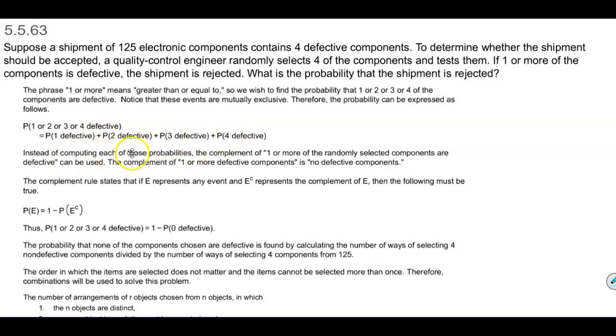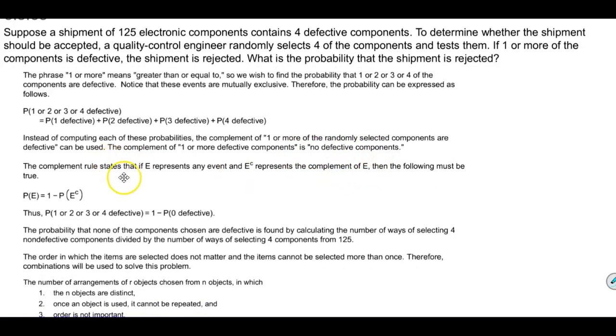Now, instead of computing each of these probabilities, the complement of 1 or more of the randomly selected components being defective can be used, which would make this much simpler. So the complement of 1 or more defective components is no defective components.